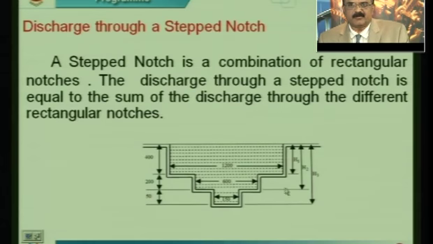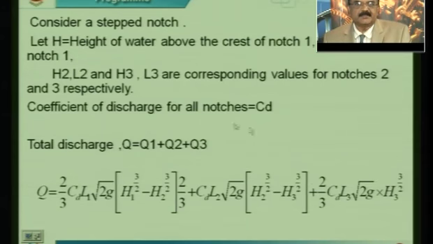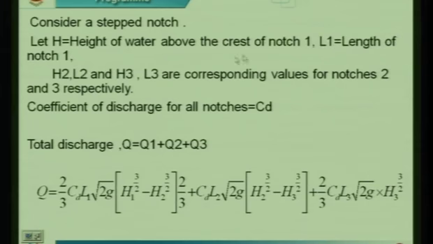If I call this, that is from the first step to the free surface, as H1, from the second step to the free surface as H2, from the sill to the free surface I call this as H3. Now based on this, H, the height of water above the crest of notch 1, L1 is the length of the notch 1.